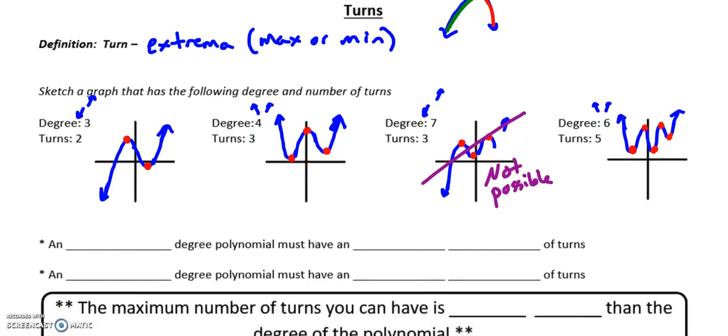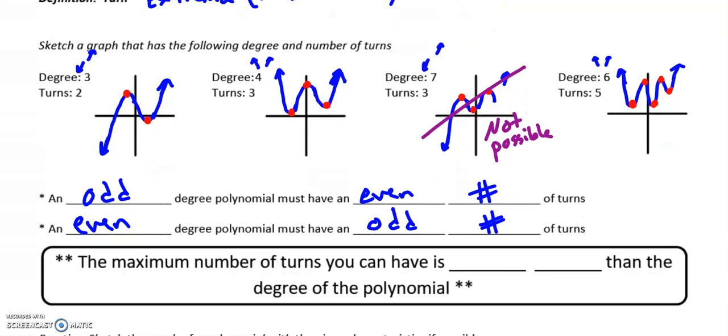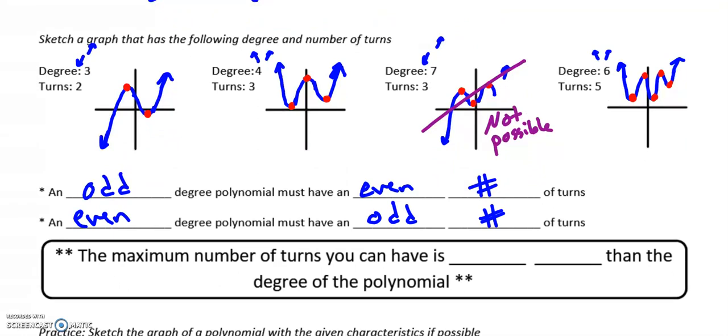So the general rule for turns, if you notice with all of these examples, is that an odd degree polynomial must have an even number of turns. If it's odd degree, it has to have an even number of turns so that the end behavior works out. Or if it's an even degree polynomial, it has to have an odd number of turns. So that's one general rule, just so we can get some basis for what the turns could be.